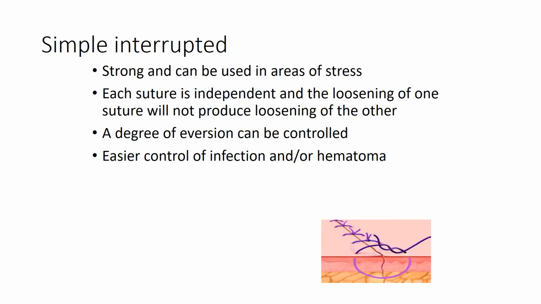Okay, so this is how the simple interrupted suture looks. It is very strong and can be used in areas of stress. Each suture is independent, and the loosening of one suture will not produce loosening of the others. The degree of eversion can be controlled, and it is easier to control infection and or hematoma.